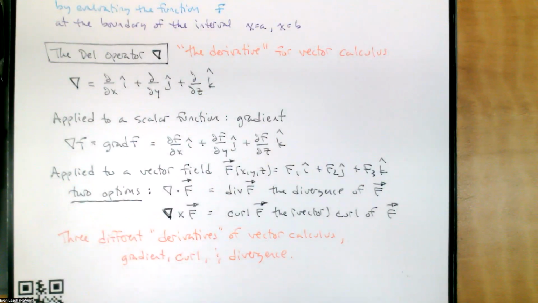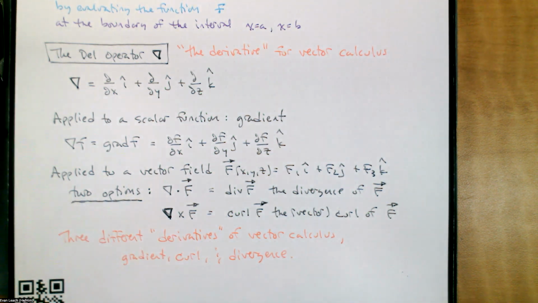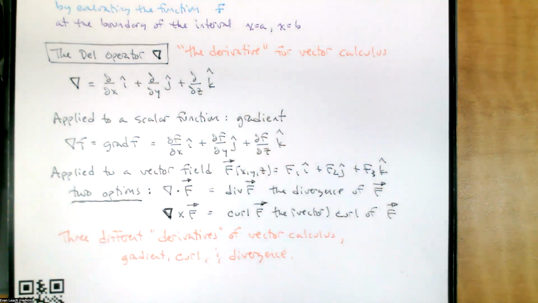The gradient, the divergence, and the curl. The gradient is the del operator applied to a scalar function. The curl is the del operator cross the vector function, the vector field, and the divergence is the del operator dot the vector field.